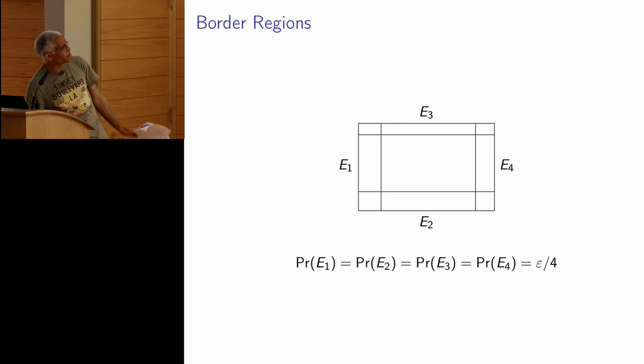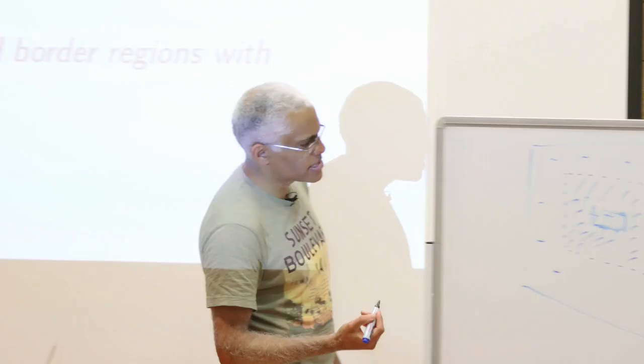So the question is, how many samples do I need to hit all four border regions with probability at least 1 minus delta? So here, let me draw the border regions.